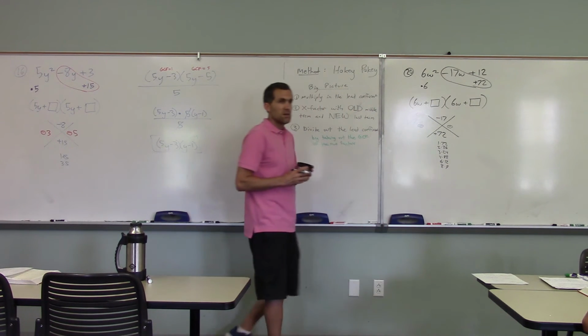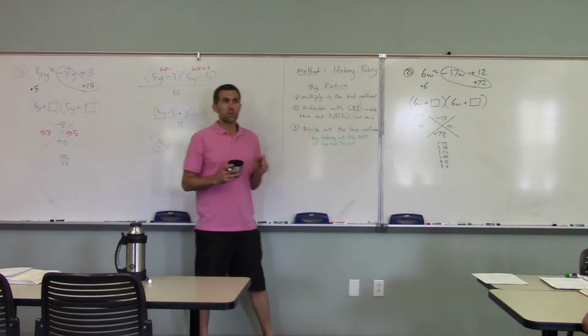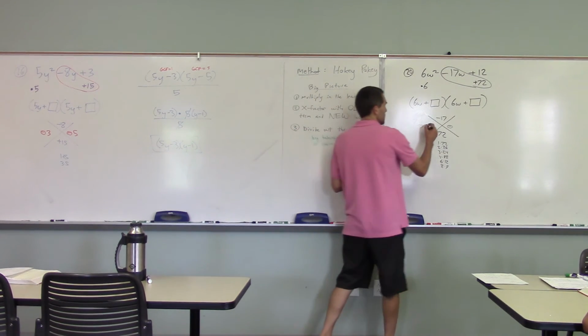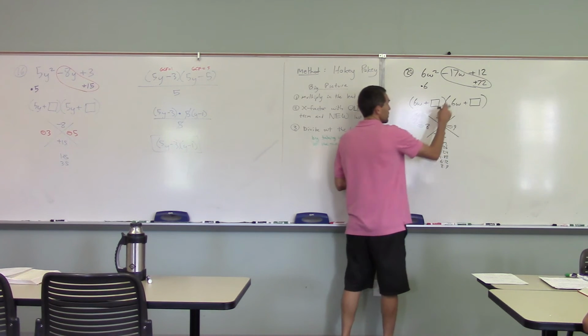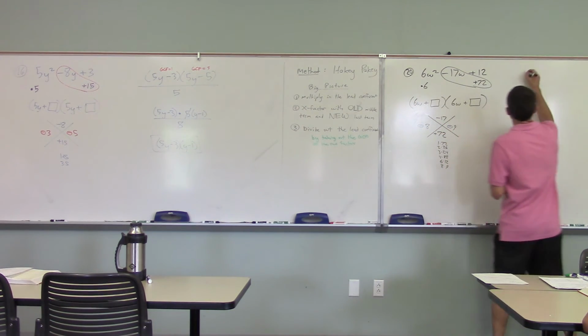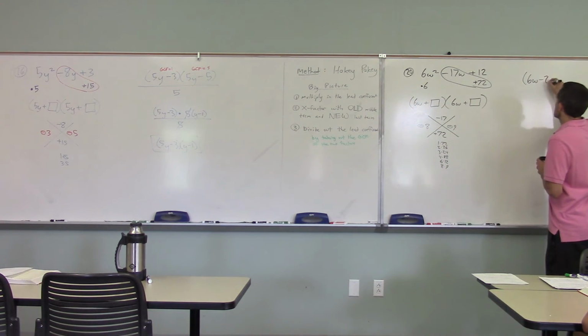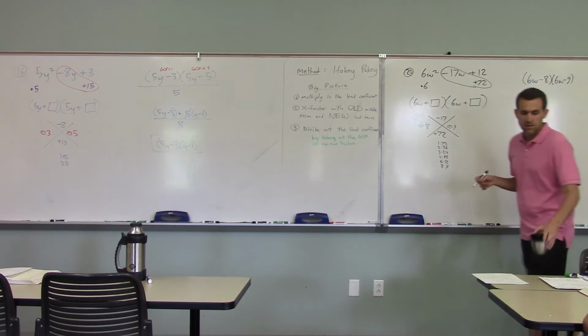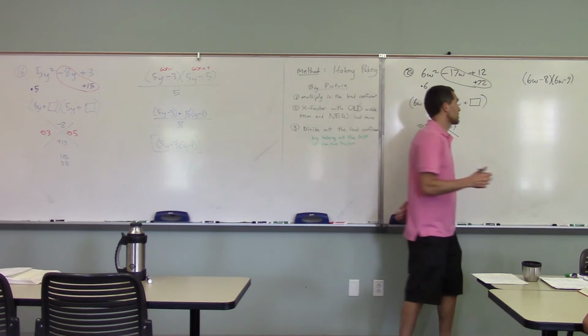possibilities. Again, you could use a calculator really quickly and go through those. Negative 8 and negative 9, there you go. So, writing out our form, we get 6w minus 8 times 6w minus 9. Okay, last step is, divide out 6. Yeah, divide out the 6.